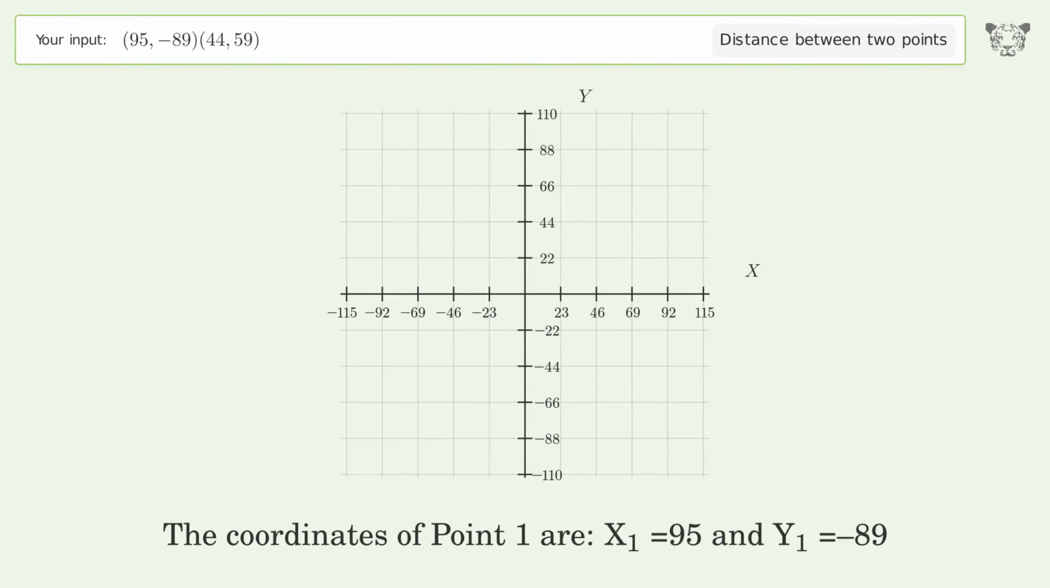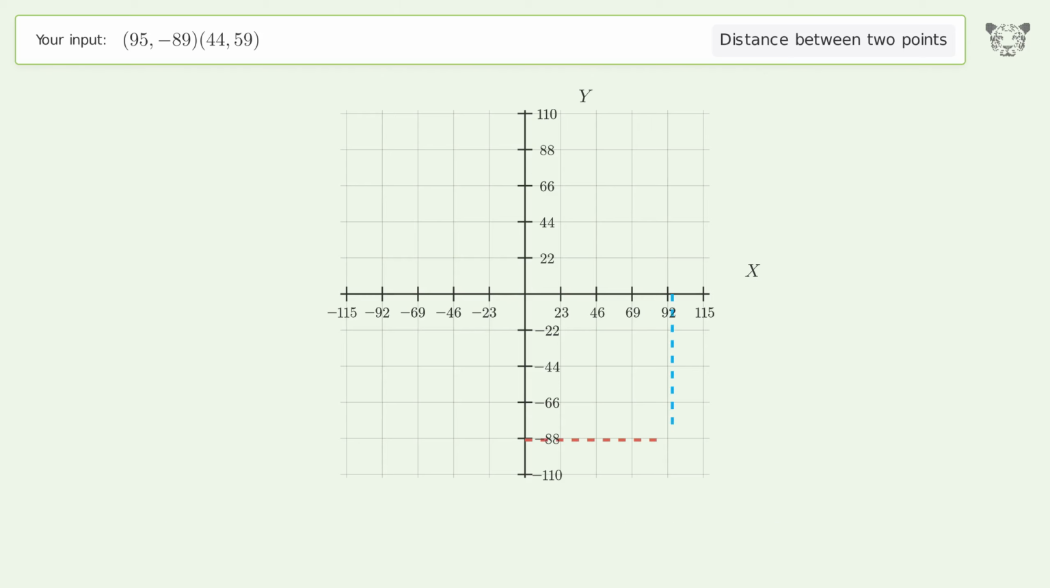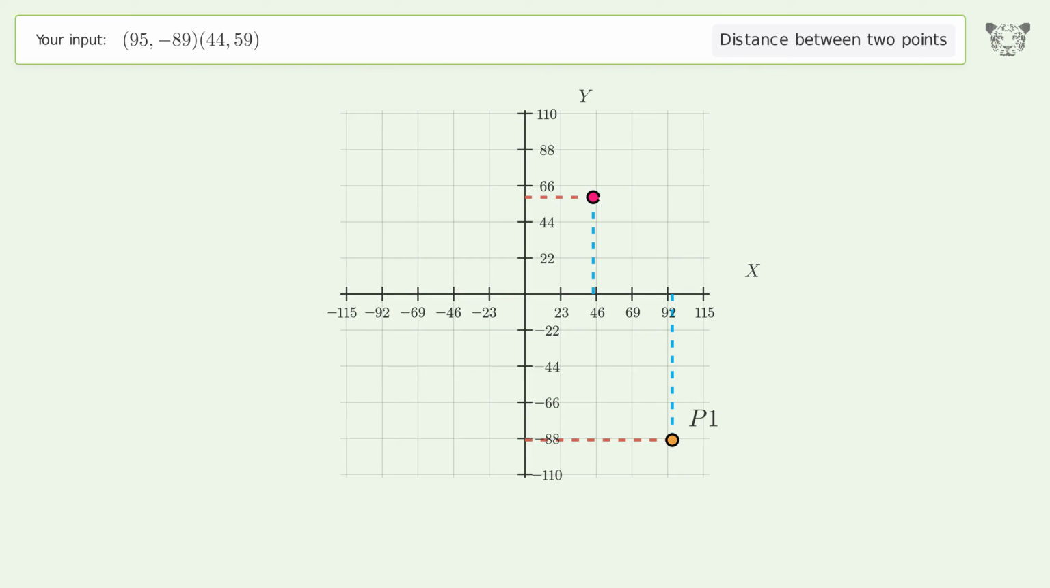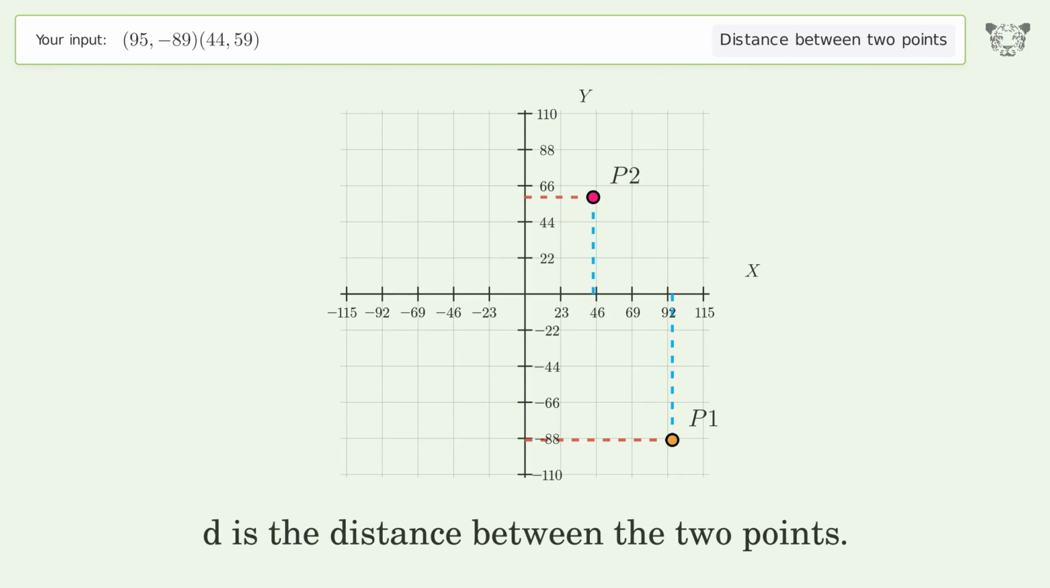The coordinates of point 1 are x1 equals 95 and y1 equals negative 89. The coordinates of point 2 are x2 equals 44 and y2 equals 59. D is the distance between the 2 points.